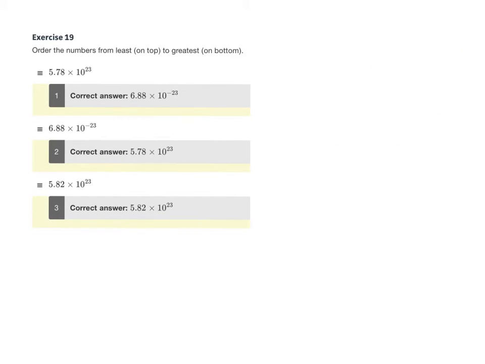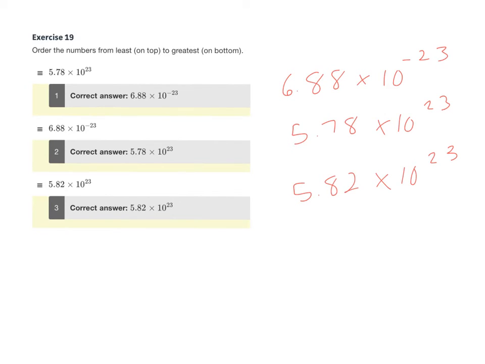One more of these, we've got 6.88 times 10 to the negative 23rd, 5.78 times 10 to the 23rd, and 5.82 times 10 to the 23rd. So, the smallest one, and this is really tiny. I mean, think about it. You'd have to move this decimal place 23 places to the left. So super, super tiny. So our smallest one is going to be this one. This one's going to be our top one.